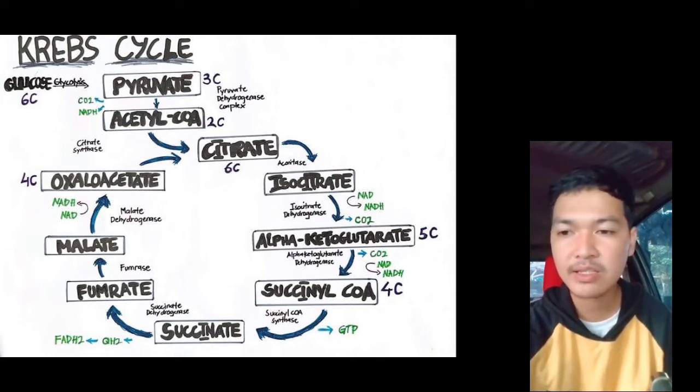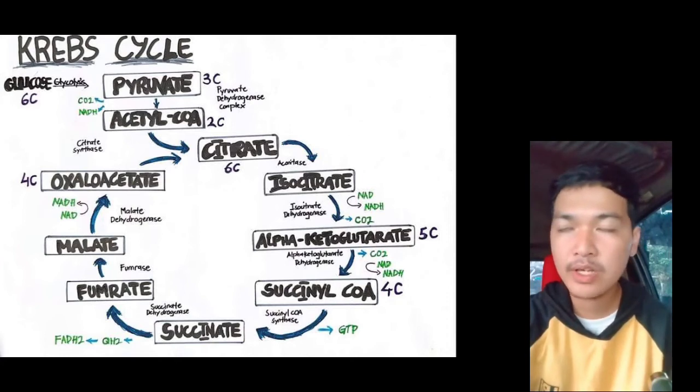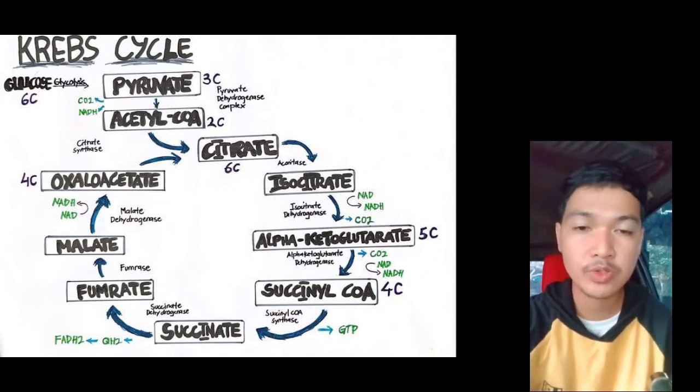Then, succinate is converted to fumarate by the enzyme succinate dehydrogenase. In this reaction, a molecule of QH2 is generated, which is used for the production of FADH2, then converted into malate by the enzyme fumarase. And last, the malate is converted to oxaloacetate by the enzyme malate dehydrogenase. And also, in this reaction, NAD is reduced to NADH.